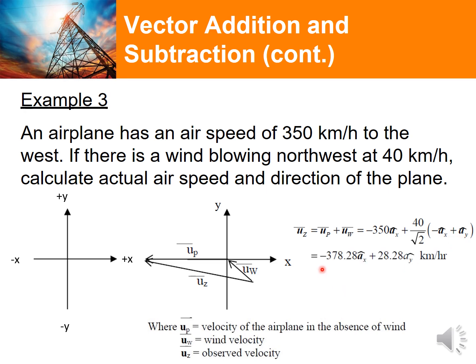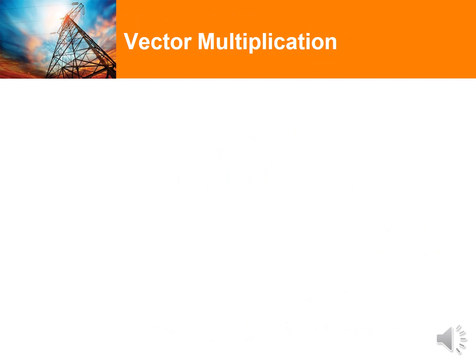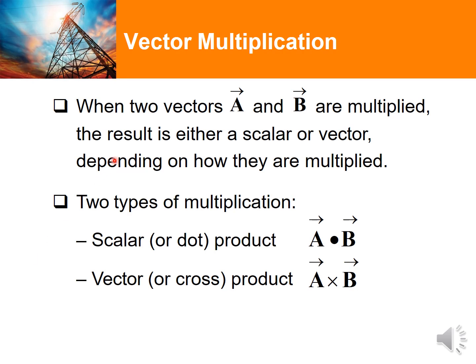Adding them up, we will get negative 378.28x plus 28.28y kilometers per hour. This rectangular format speed or velocity can be changed to polar format. Thus, UZ is equivalent now to 379.3 with an angle of 175.72 degrees kilometers per hour. We have looked into vector addition and subtraction. We are now going to look into vector multiplication.